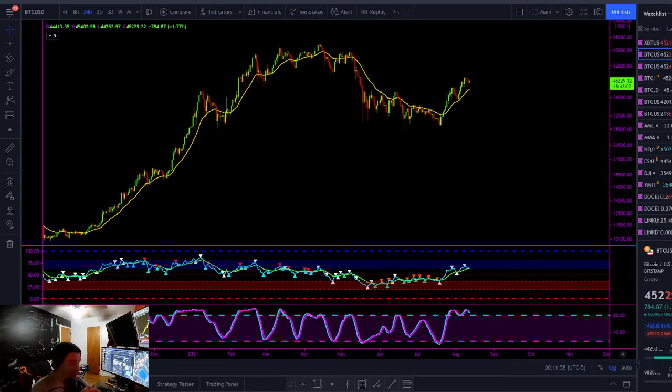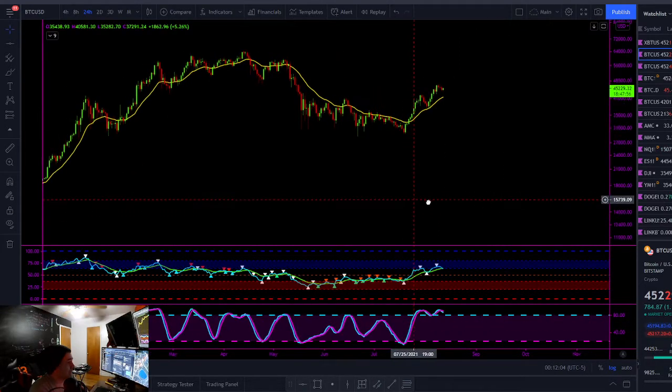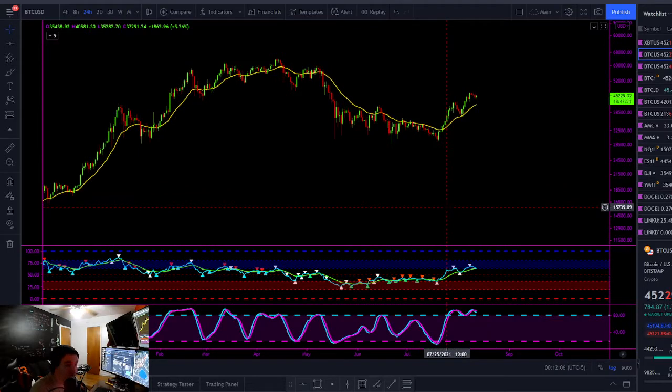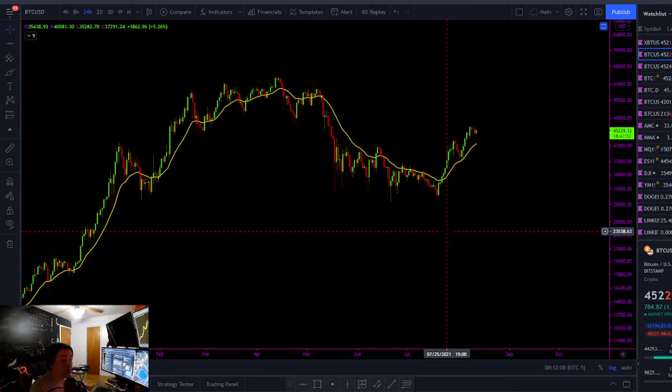So without further ado, we're going to hop right in. What is the 21 exponential moving average strategy? It's a strategy, right? How do we do it? First off, we're just going to look at price action.